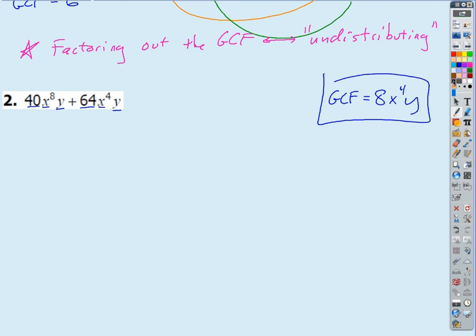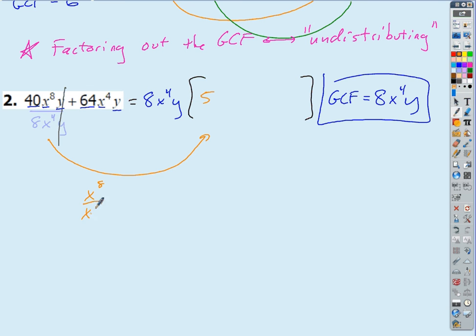Now, what if the question was, write this in factored form? So I'm going to have my greatest common factor, 8x to the 4th y, and then what's going to be left over? So we could find out if I divide the first term through by 8x to the 4th y, what do you notice? The y's cancel, right? And 40 divided by 8 is 5. Okay, so we know we're going to get 5. And then x to the 8th divided by x to the 4th. How do we divide like bases like that?